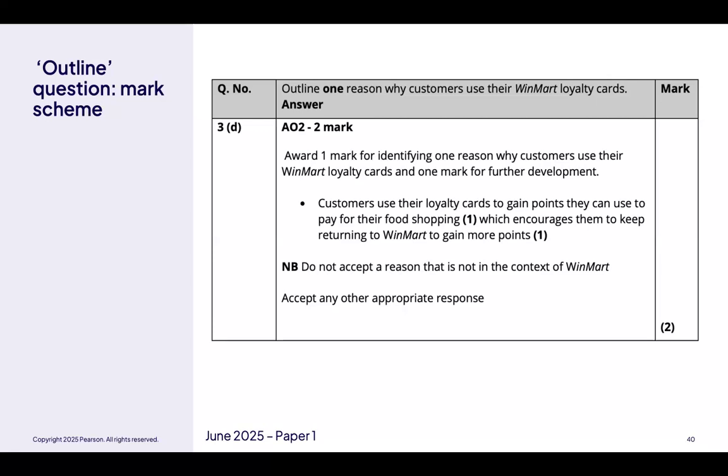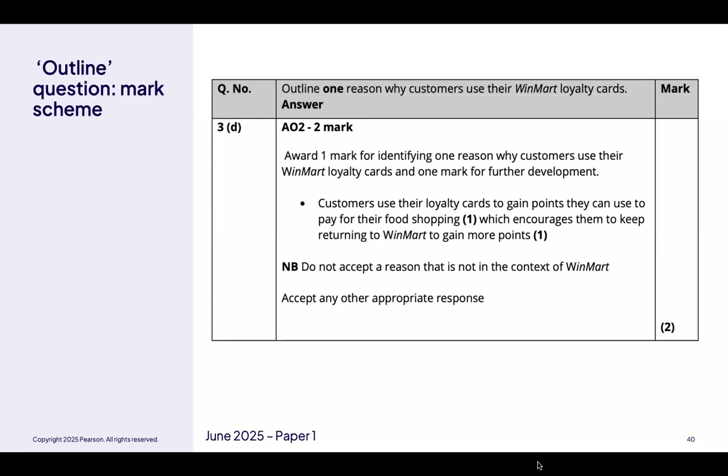Straight away, I've got some context here. This is talking about Winmart food shopping, which encourages them to keep returning to Winmart to gain more points. So the question is, why do customers use their Winmart loyalty card? Yeah, it's to pay for their shopping and it encourages them to go back more. Look underneath. Do not accept a reason that is not in the context of Winmart. This is really, really important.